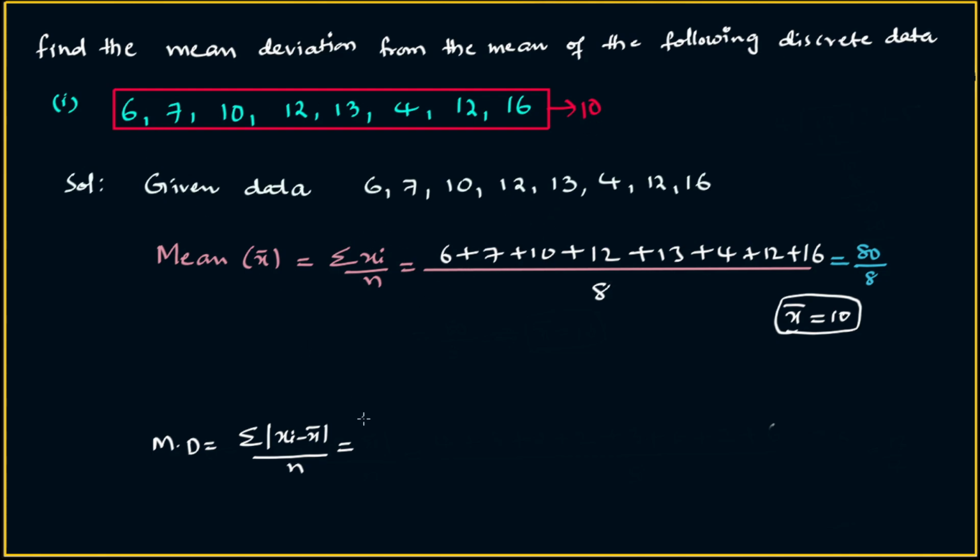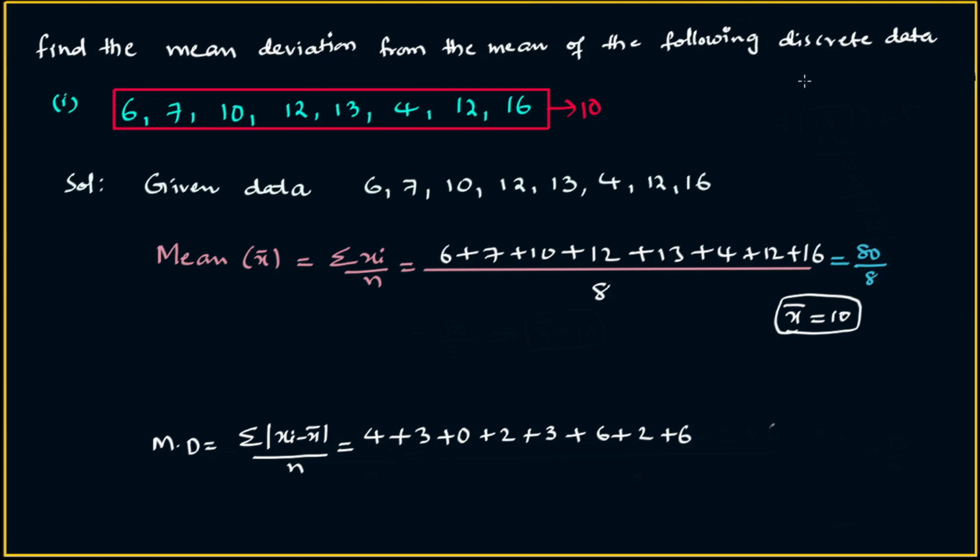So 10 minus 6, that is 4. 10 minus 7 is 3. 10 minus 10 is 0. 10 minus 12 is 2. 10 minus 13 is 3. Mod is there. Okay, 10 minus 4 is 6. 10 minus 12 again 2. 10 minus 16 is 6.